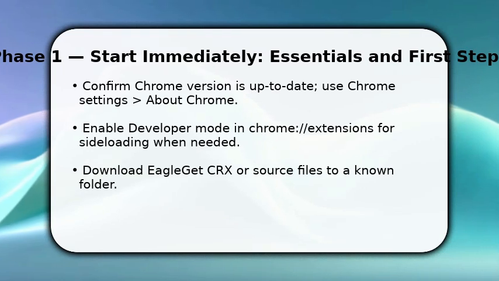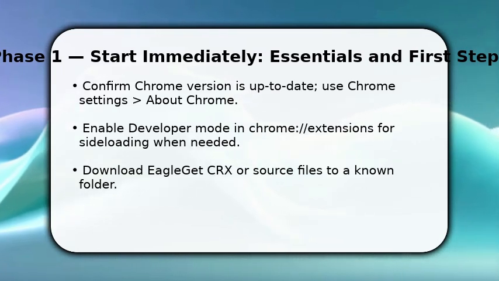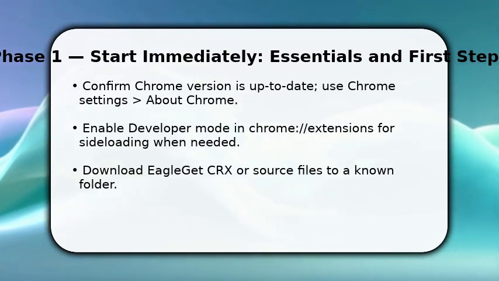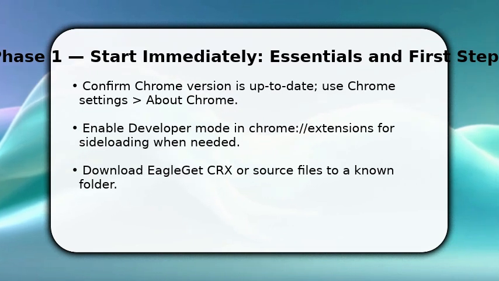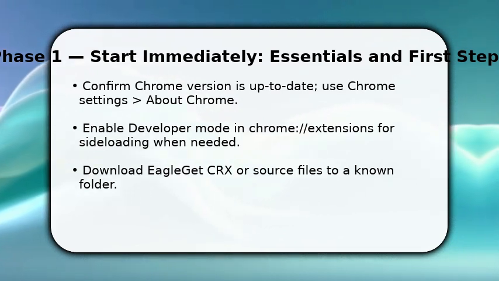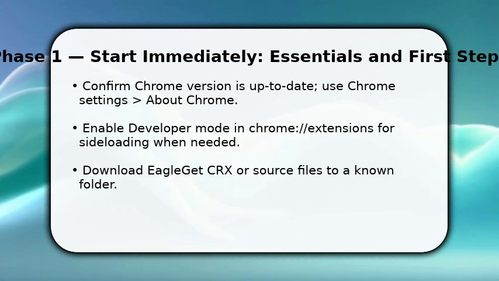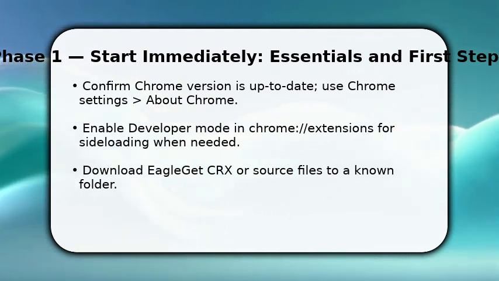Enjoy the video. You begin by confirming Chrome is current and that developer mode is available. This avoids blocked installs. Once done, download the Eagleget CRX to a folder you can find. Now open Chrome, / extensions and toggle developer mode on.